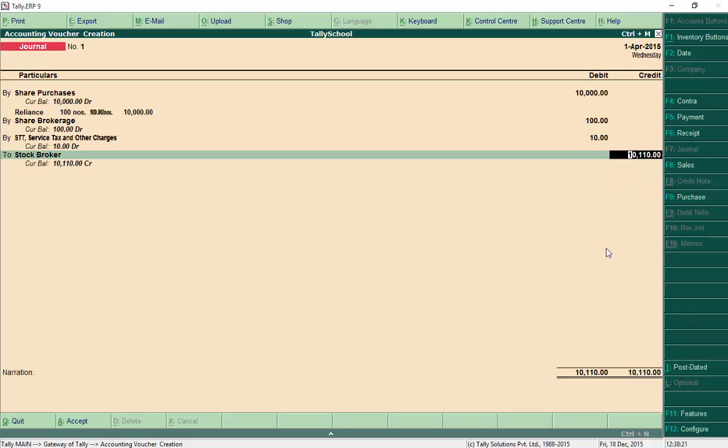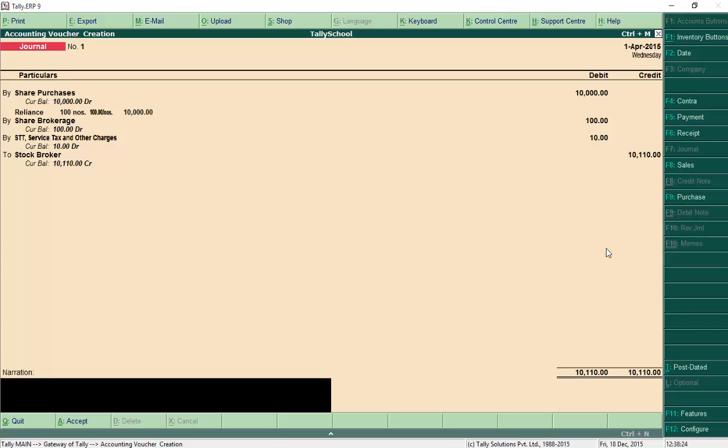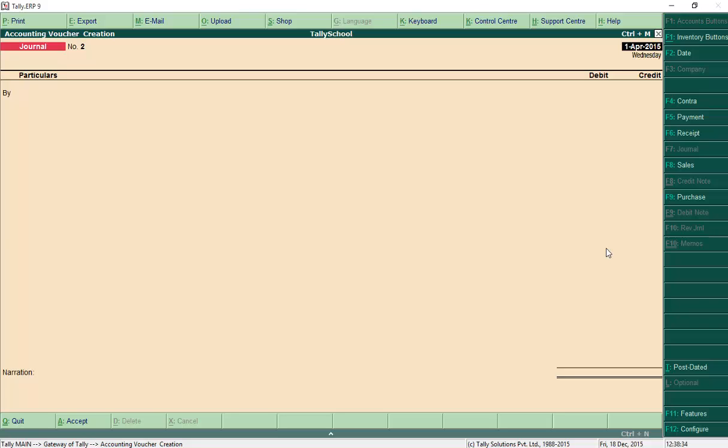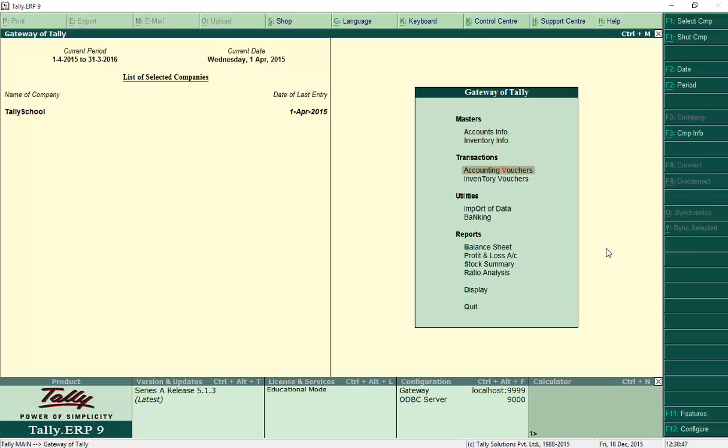So now I'll press enter, and you can enter the narration. I have pressed enter and come down. If you want to enter the narration, enter it and just accept it. So we have created the share purchases entry very easily. Now let's go to the profit and loss account and balance sheet to see the effects. So I'll press escape and come back to the Gateway of Tally.